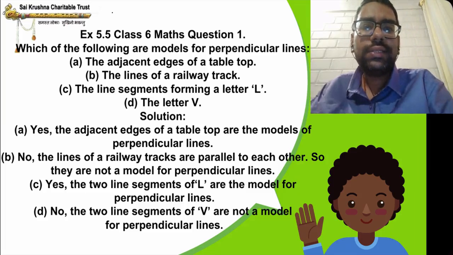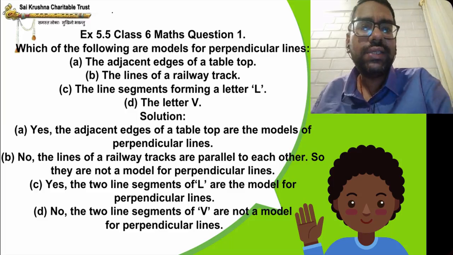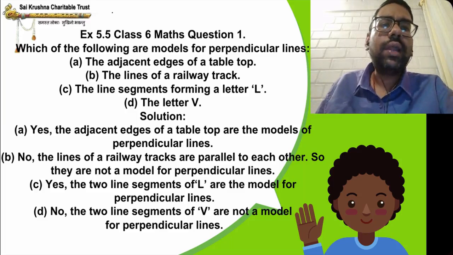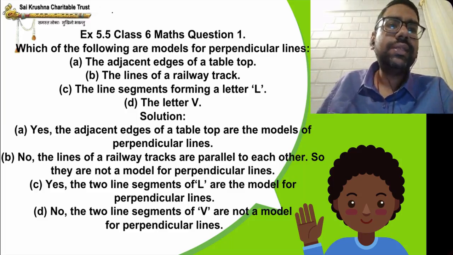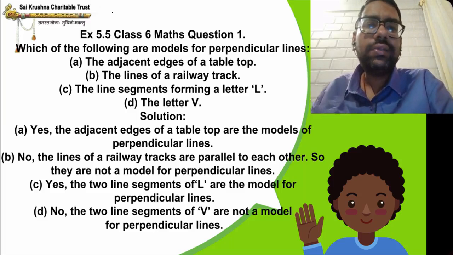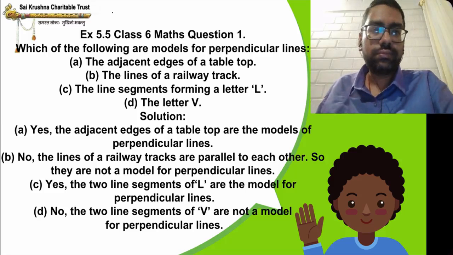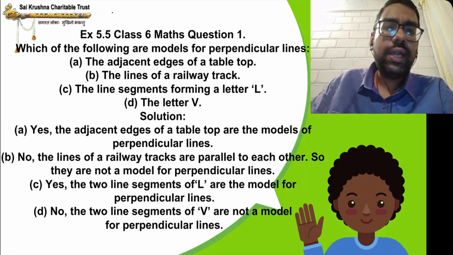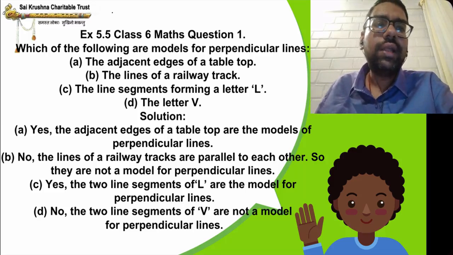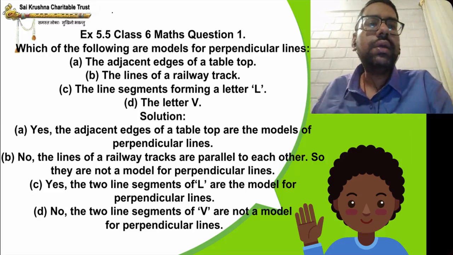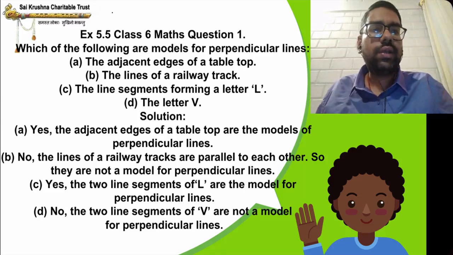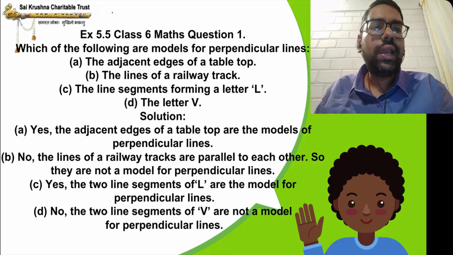Answer C. Yes, the two line segments forming an L are a model for perpendicular lines. An L shape means you are getting 90 degrees. That is why the L is an example of perpendicular lines. Question D, letter V. V is not a model for perpendicular lines because it does not intersect at 90 degrees. That is why it is not a model for perpendicular lines.